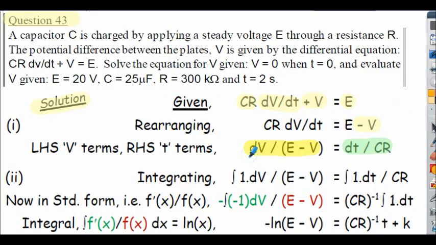So now we have all the v terms on the left hand side and the t term on the right hand side. This is a standard integral on the left hand side. We've got the integral of, I've labelled it as 1 dV divided by E minus V, and on the right hand side the integral of 1 dt divided by CR. For the left hand side we can use the standard form f dash x divided by f x. On the right hand side simply the ax to the n format.